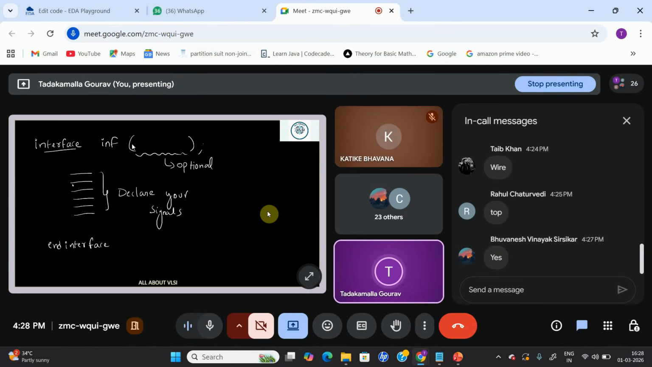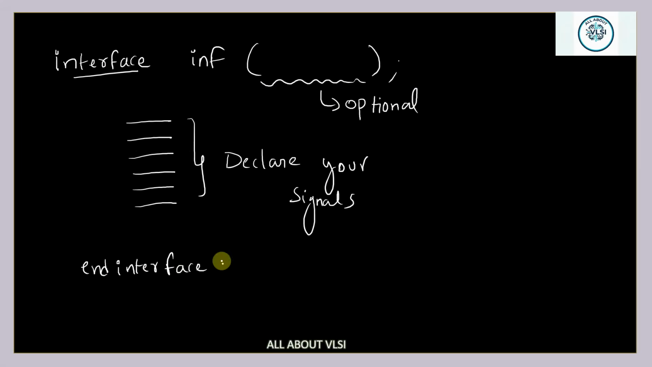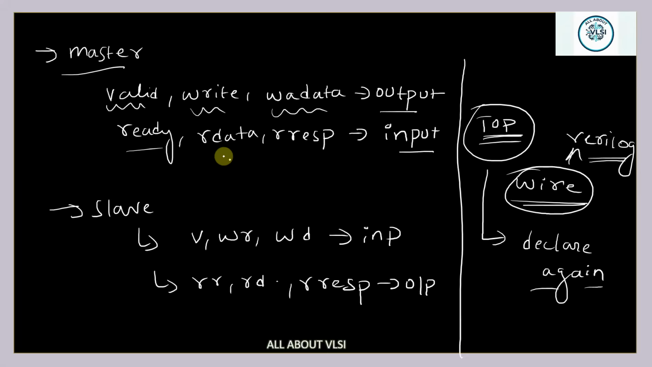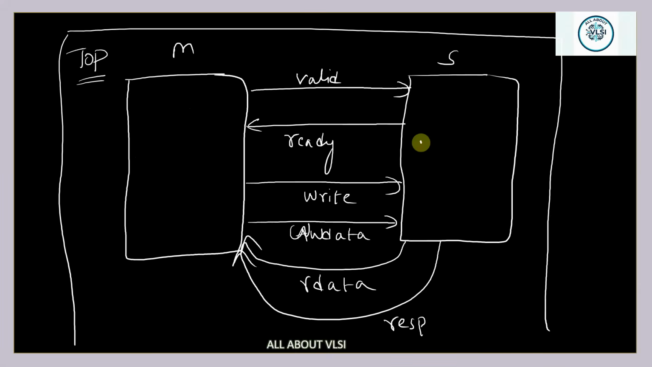Okay. So interface, followed by the interface name, and followed by the optional arguments which you can have for your interface, and declare all your signals with their data types which you want to use across your project, and followed by endinterface. That's it. And there is no space between end and interface. Okay. Now let's say in this example we have two modules, master and slave.